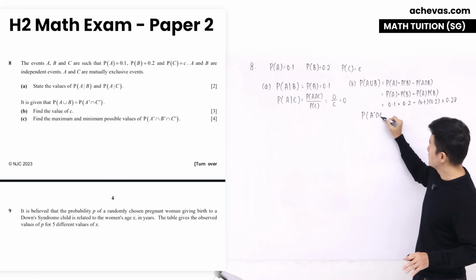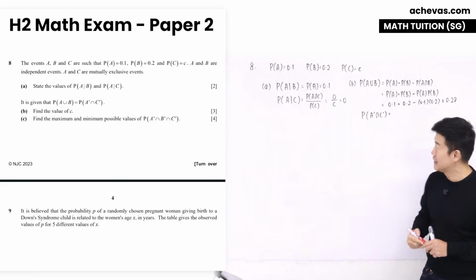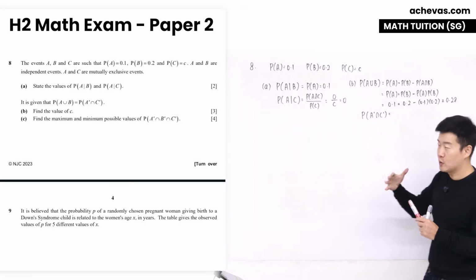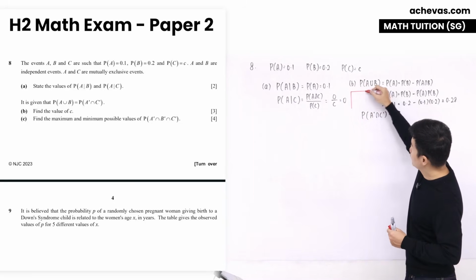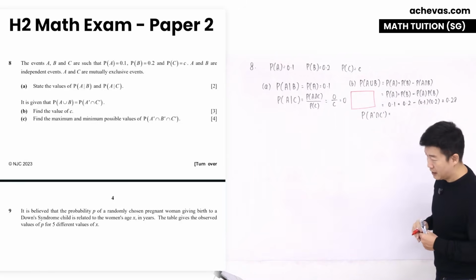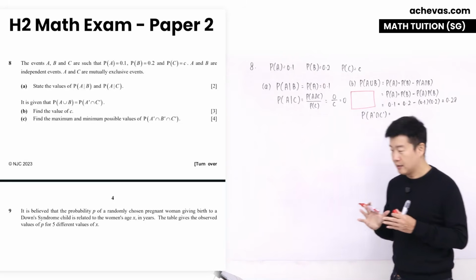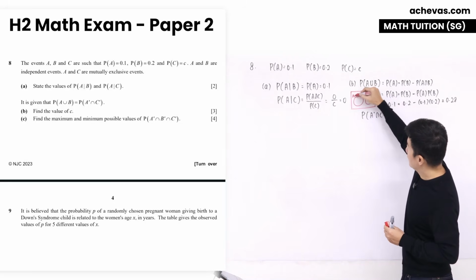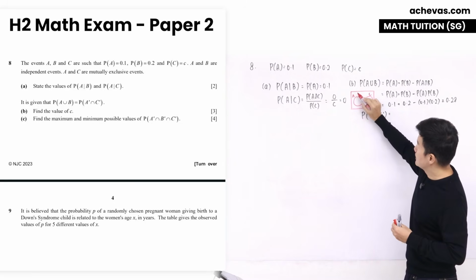Let's also try to look at the probability of A prime intersect C prime. To calculate this, I guess we can definitely take a quick look at the Venn diagram to see how this region can be represented. So if I were to be looking at A and C, they are, according to the question, mutually exclusive. So they will not be overlapping. A here, C here. So we are looking at the region that is outside A and outside C at the same time. So it's going to be this.